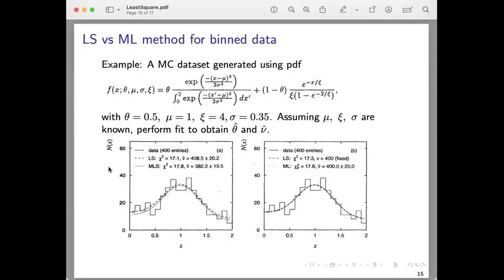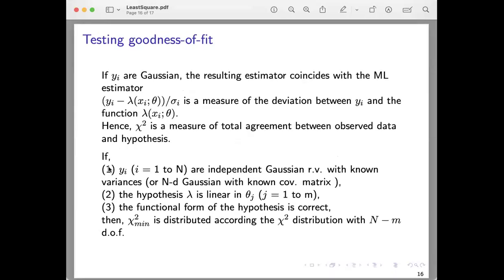And there are of course some other things in that case which I'm not discussing, like convergence and so on. Okay, now let me come to testing the goodness of fit. We shall discuss that if the yi's, these variables or measurements, are Gaussian, then the resulting estimator for the least square coincides with the ML estimator.